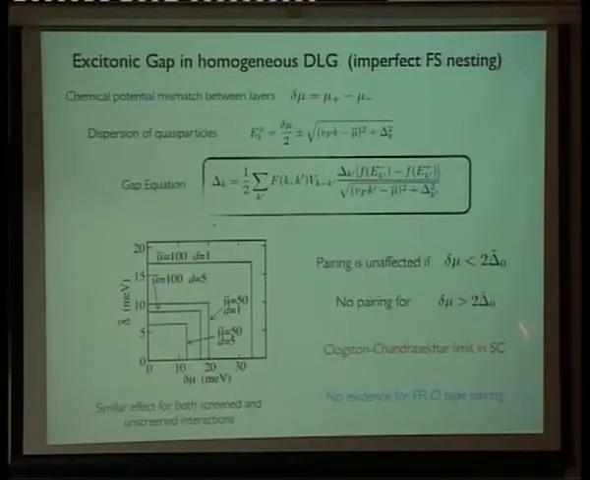So this is, of course, known as the Clogston-Chandrasekhar limit in superconductors. Basically what happens is if you have too much chemical potential difference, it doesn't pay to condense in this state. Now, you could have gone to some other state, which is an FFLO state with finite momentum pairing. And we see no evidence of an FFLO pairing in this.